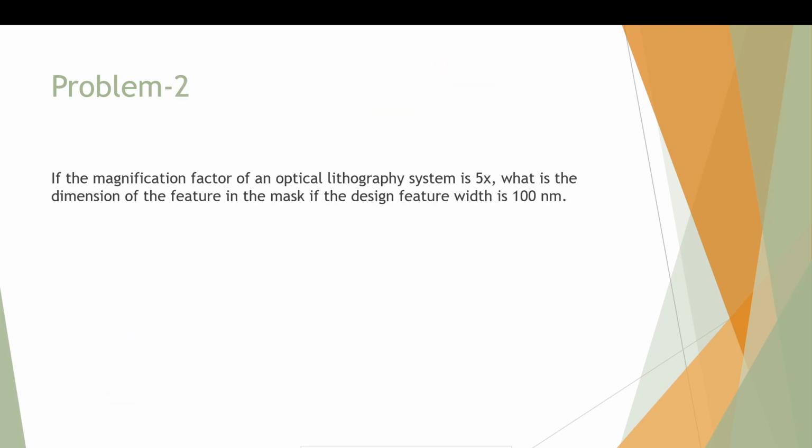If the magnification factor of an optical lithography system is 5x, what is the dimension of the feature in the mask if the design feature width is 100 nanometer? So this is very trivial. We want a design feature of width 100 nanometer. So what should be the feature on my mask? They are telling that the magnification factor is 5x. So it should just be 500 nanometer, right?